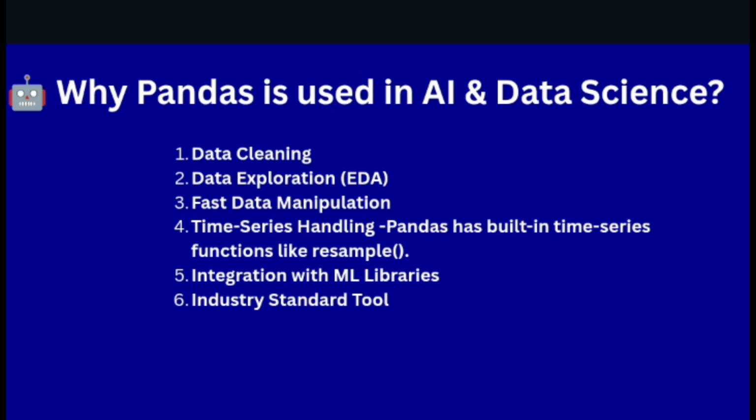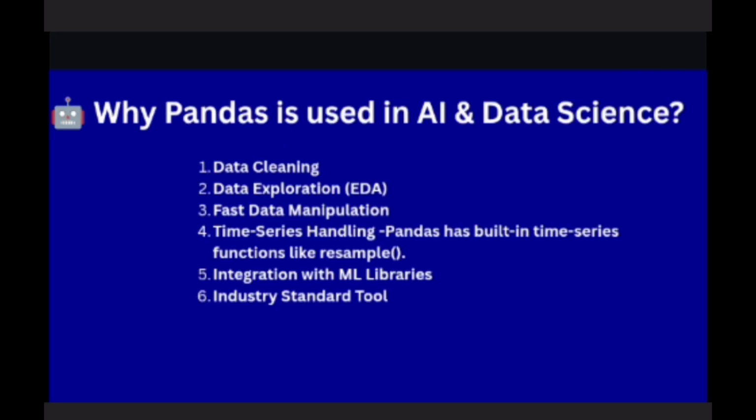First we see why. Because we will be having raw data and the raw data should be cleaned before we train an AI machine. So we are using it for cleaning, exploration and data manipulation, and time series handling, like we can insert the time series into raw data. For example, the resample function is used. It can be easily integrated with other ML libraries and industry standard tools like Git, GitHub, Docker, Airflow, AWS, Azure, TensorFlow. These are the tools that commonly use Pandas.